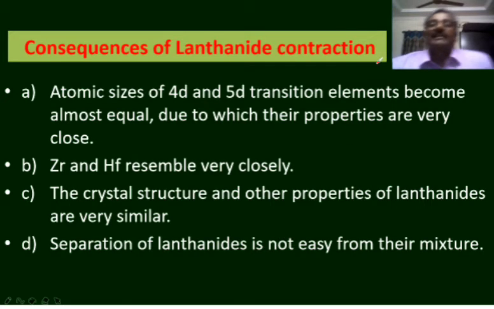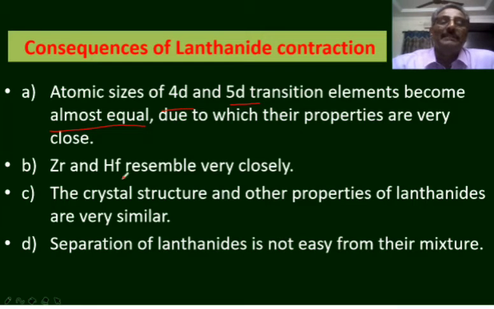Consequences of lanthanide contraction. The atomic sizes of 4D and 5D transition elements become almost equal. We observed this in the graph. Due to this, their properties are very close. For the same reason, the properties of 5D series elements and 6D series elements are very close to each other because of the similar size.